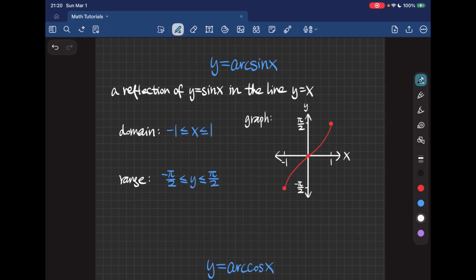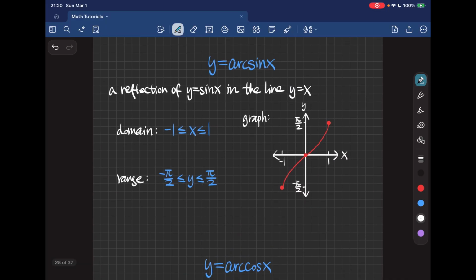So here we have the graph of y equals arc sine x. It is a reflection of y equals sine x in the line y equals x, and the domain is from -1 to 1 inclusive. The range is negative pi over 2 to pi over 2 inclusive.